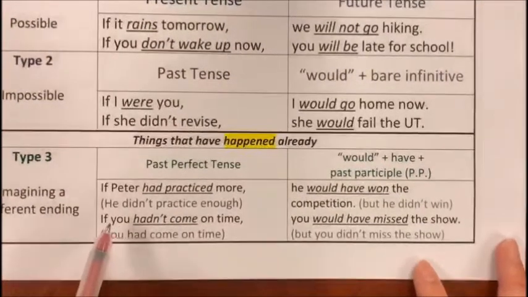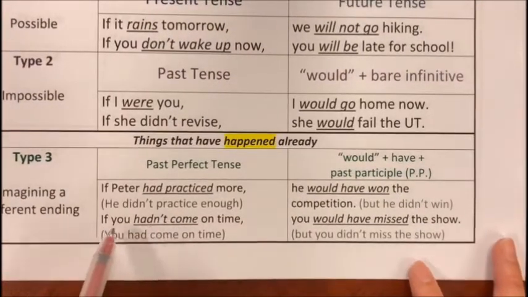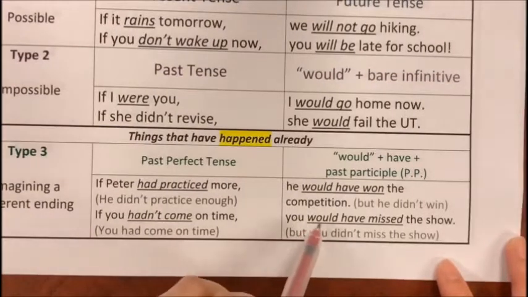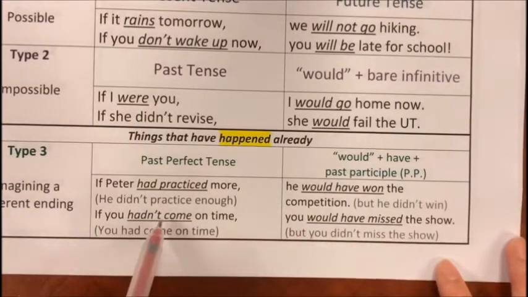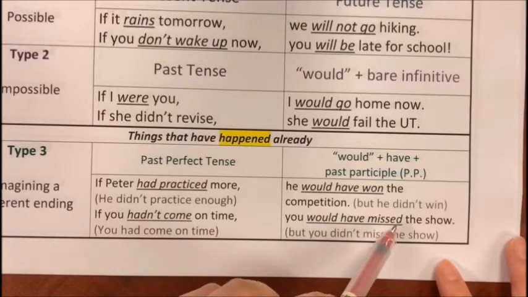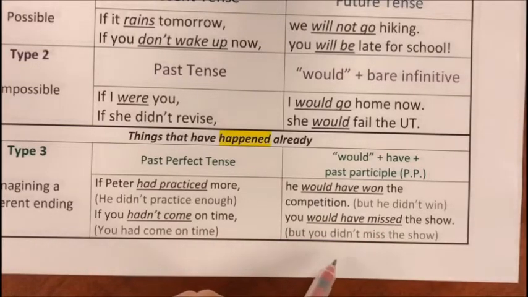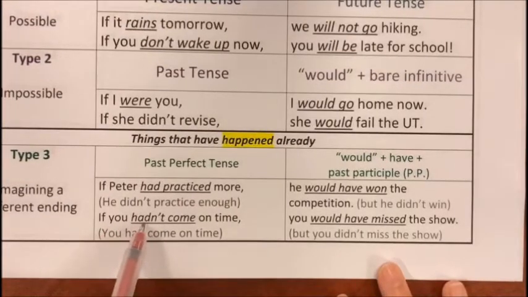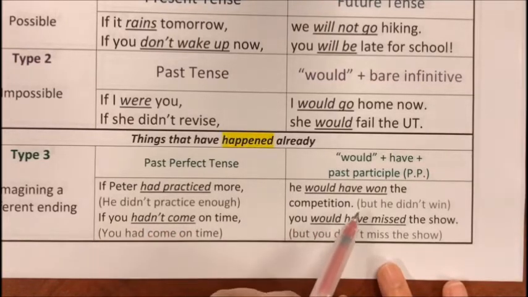Alright, take a look at another example. You can use negative too. If you hadn't come on time, you would have missed the show. But in reality you came on time, so you didn't miss it. So you're imagining an opposite result if you didn't do certain things or you did certain things in the past. So we use past perfect tense: hadn't come, PP. Would have missed, would have PP.